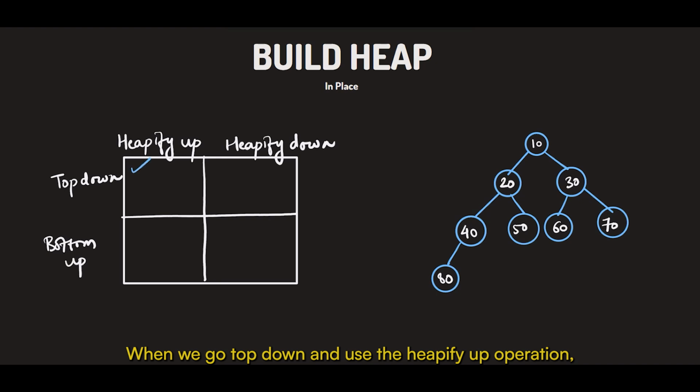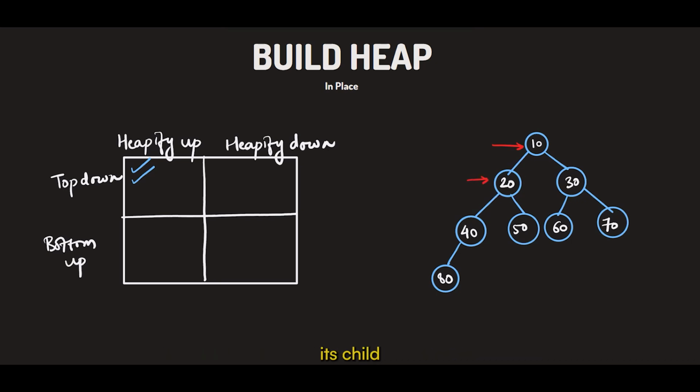When we go top down and use the Heapify up operation, we are doing something similar to inserting each and every node one by one, where even if we satisfy the max heap property of a node, its child might reach the root in the worst case, leading to O of n log n time complexity.